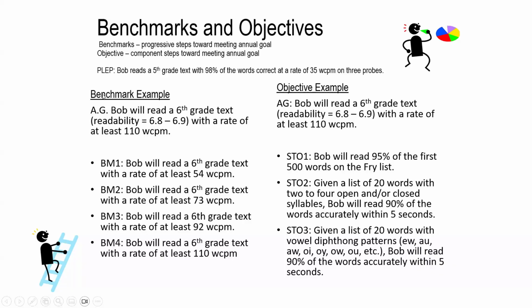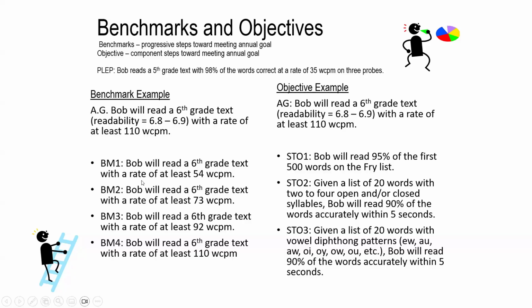So in each case, for both the benchmark example and the objective example, we're going to have the same annual goal. Bob will read a sixth grade text with the readability of 6.8 to 6.9 with a rate of at least 110 words correct per minute. And you'll notice it's the same here. But where it differs is that benchmarks are progressive steps towards meeting the annual goal. You'll see that it's written the exact same way. The only thing that differs is the degree or the criterion. We're starting at 35 words correct per minute, then we're going up to 54 words correct per minute.